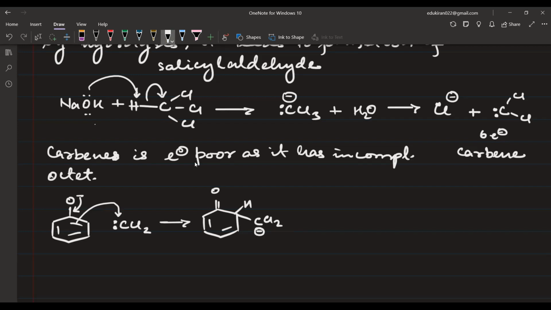Okay, and due to this negative charge, it will attack onto this hydrogen atom. This hydrogen will give its electron to this one. This oxygen will take its electron from here. The last time oxygen was giving the electrons to hydrogen and it was attracting it.